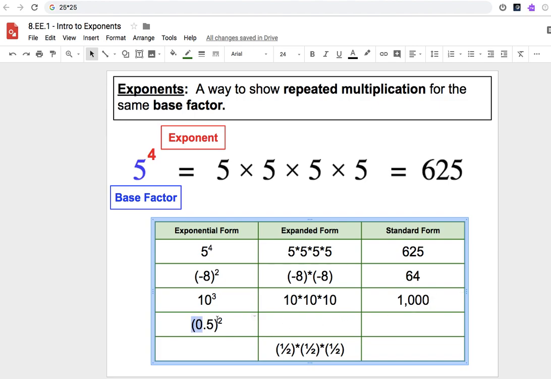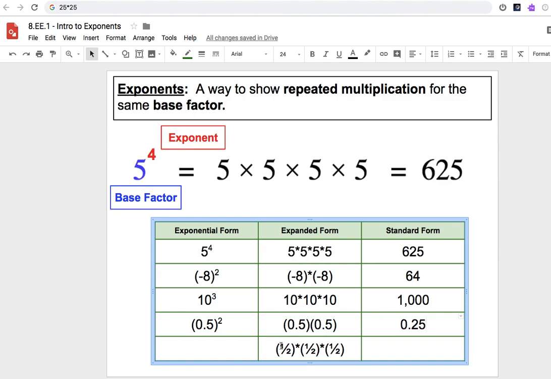2 last examples, what if we have decimals or fractions and we're working with exponents? Would follow the same process, we just have to remember how to work with fractions. This number here says 0.5 or 1/2 squared. That means we would have to do 0.5 times 0.5, and 1/2 times 1/2 equals 0.25.